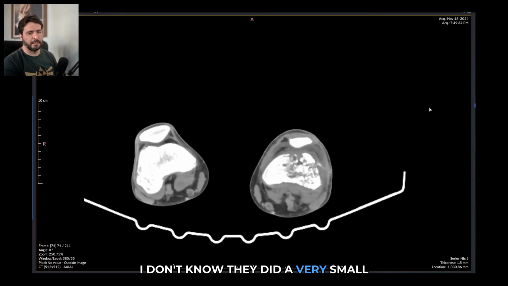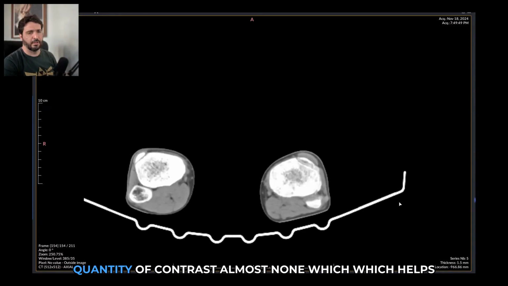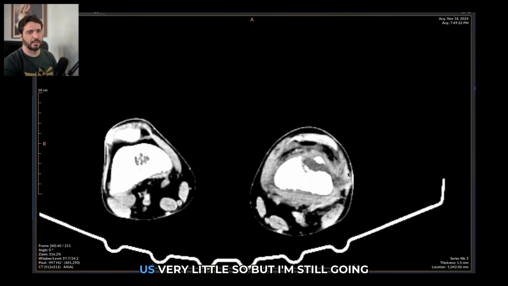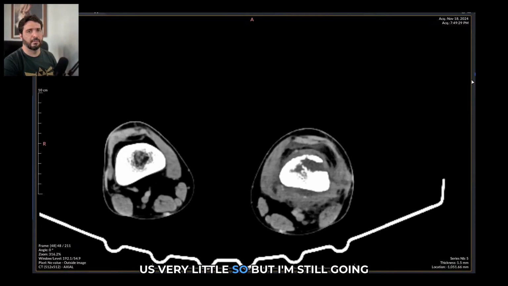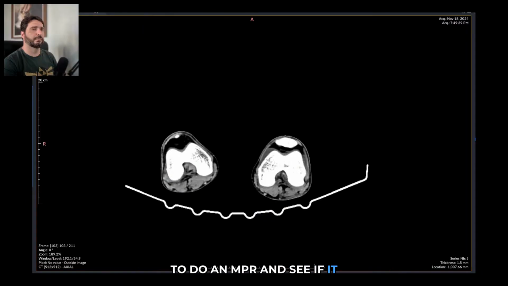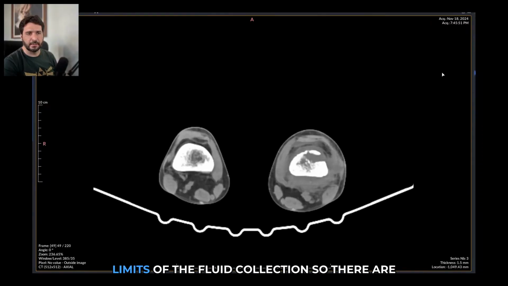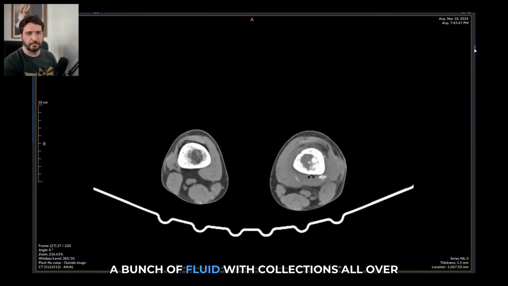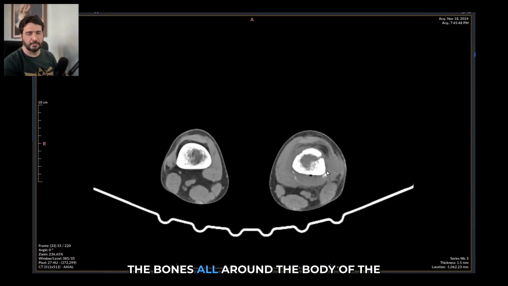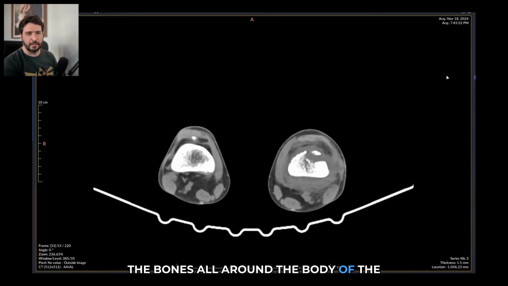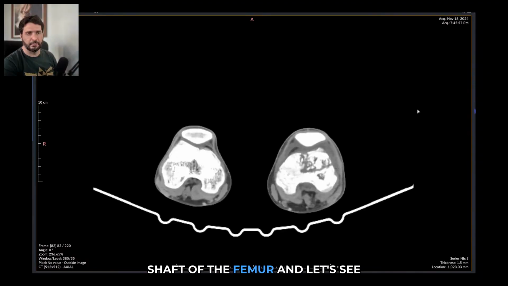They did a very small quantity of contrast, almost none, which helps us very little. But I'm still going to do an MPR and see if it can help us find out the margins, the limits of the fluid collection. So there are a bunch of fluid collections all over the bones, all around the body of the shaft of the femur.